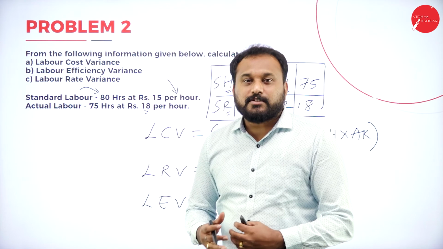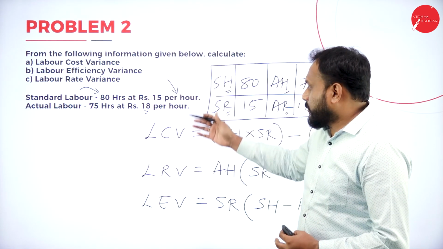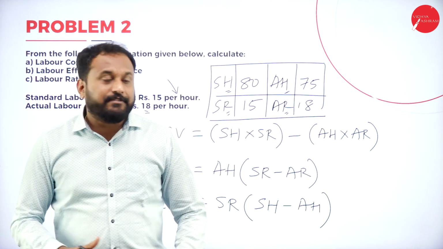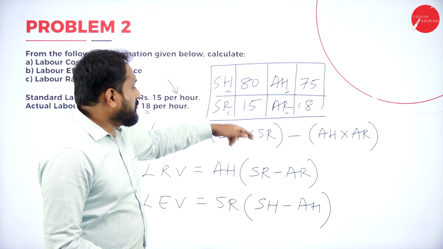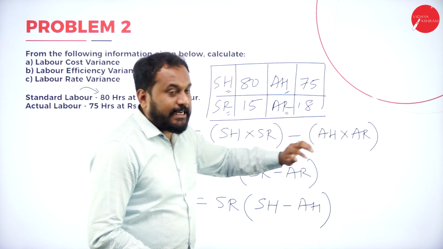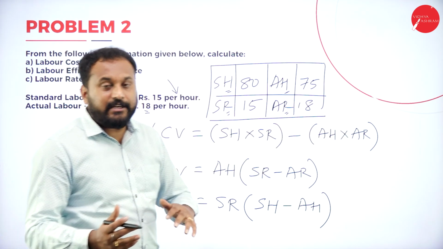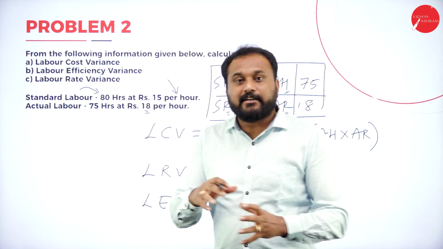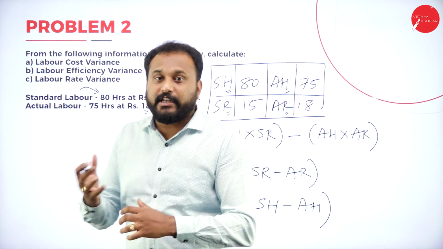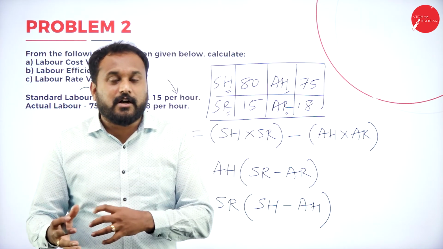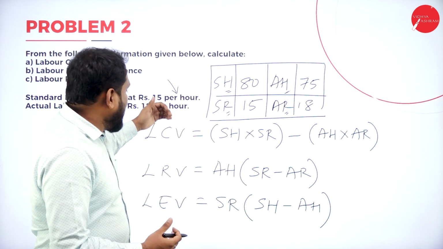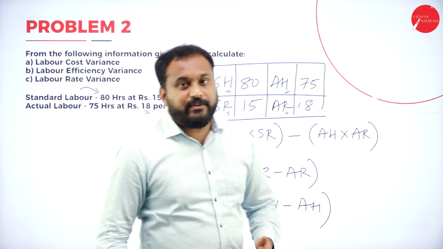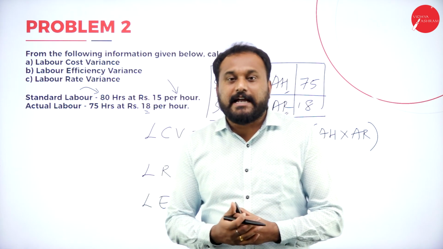In the comment box, you are supposed to write all the answers you got, LCV, LRV, LEV. You are supposed to just substitute the given values. Here you will write 80 into 15, then 75 into 18, and then go with it. If you get negative, it is called unfavorable. If you get positive, it is called favorable. Later, when you get all the answers, verify whether your answers are correct. The verification is LCV equal to LRV plus LEV. If you get the verification correct, you have done the right answer.